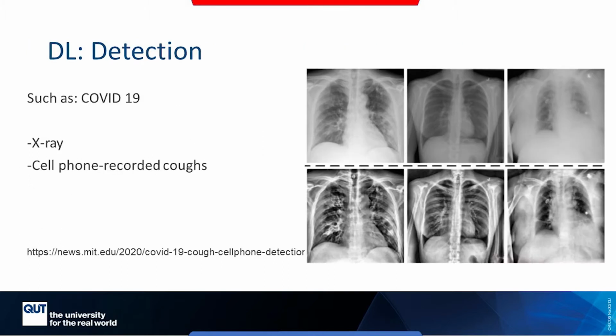Another example is COVID detection. In several examples, algorithms worked based on X-ray images to detect whether there is COVID or not. And they even used a cell phone application to classify COVID versus non-COVID based on recorded coughs. By just using the application to do that, which is really great.